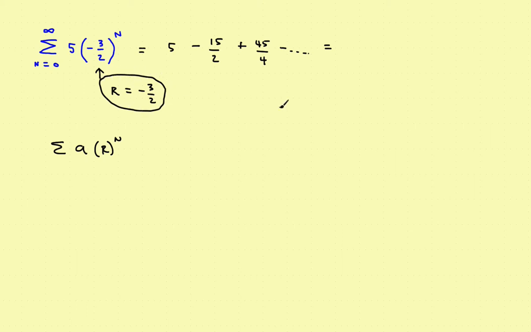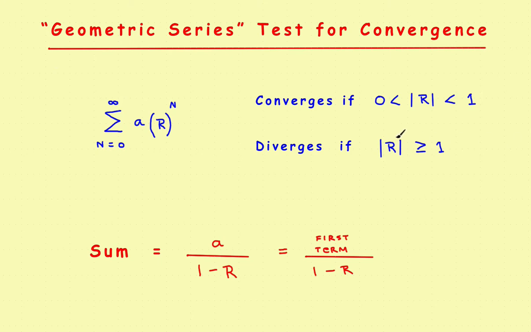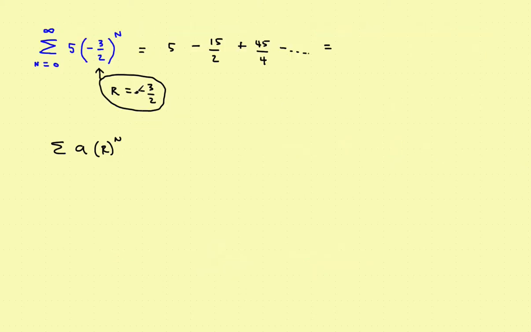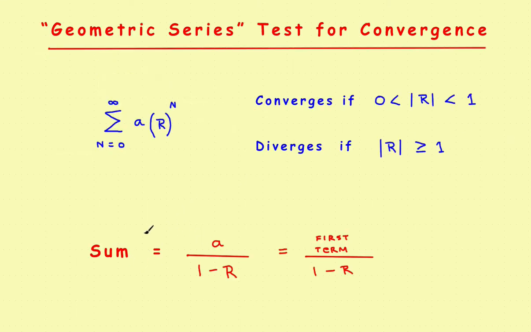Okay, so now the question is, does it converge or diverge? We'll go back to your definition. Negative 3/2, the absolute value of it turns into a positive 3/2. 3/2 is greater than or equal to 1, so this series is going to diverge. Since the absolute value of r is greater than 1, that means that this series is going to diverge. So the series diverges. Now in this case, you don't have to worry about the sum because, remember, the sum only exists if the series converges. If the series diverges, there is no sum, so you don't even have to do that step.